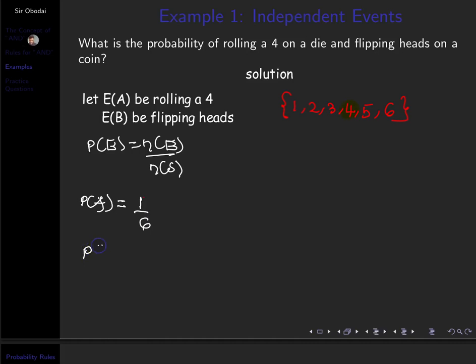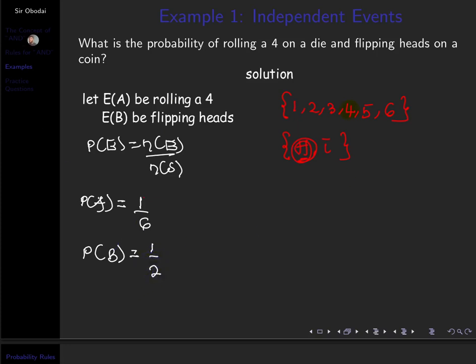Then we come to the probability of B. In our previous video we said that the sample space of flipping a coin is that you get a head or a tail. In this case, we're interested in a head. So this becomes our event, and we have just 1 of them. So the probability of obtaining a head becomes 1 over 2.